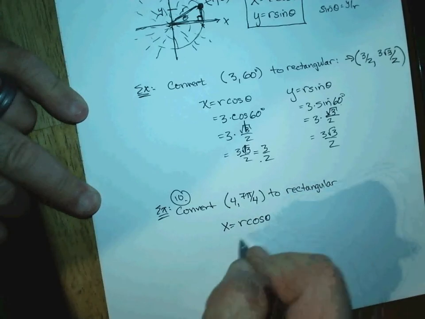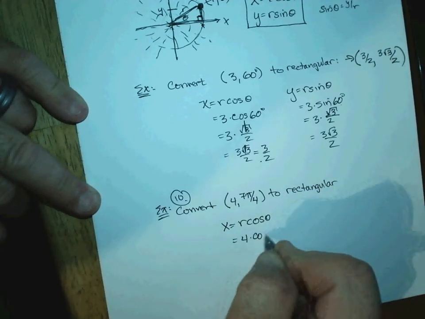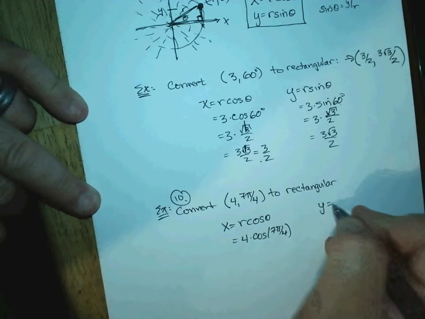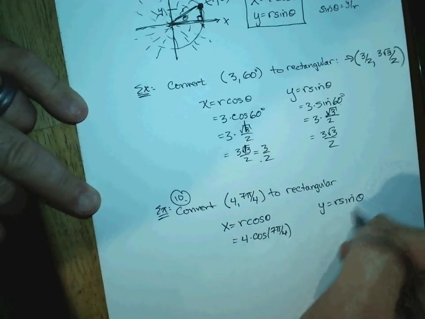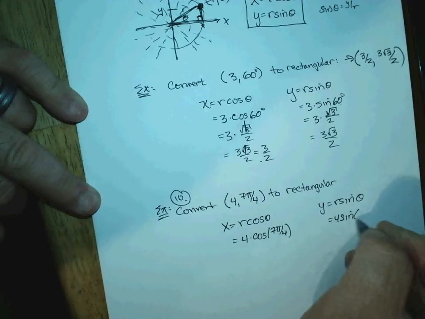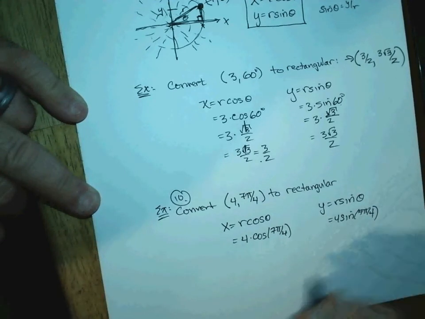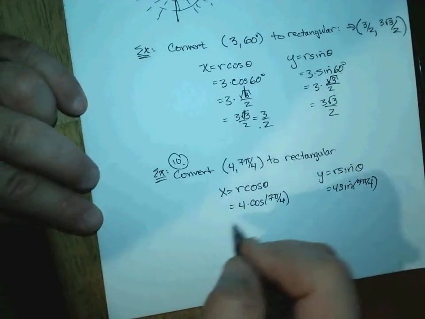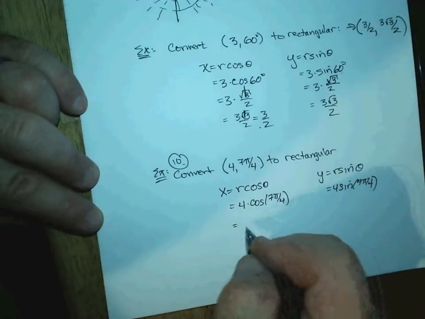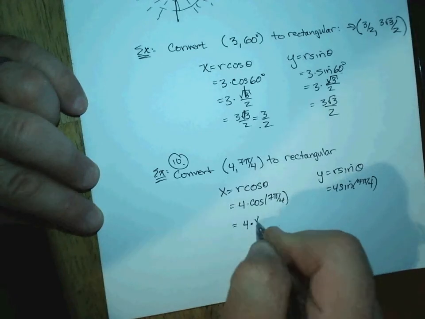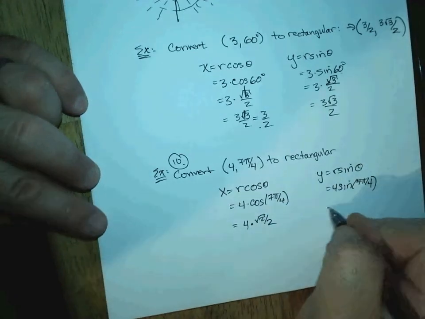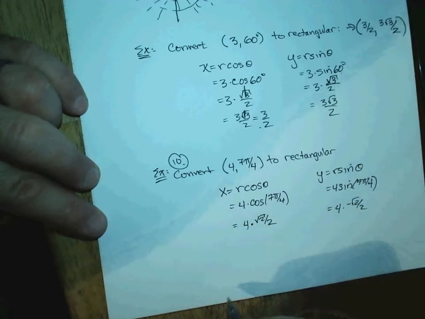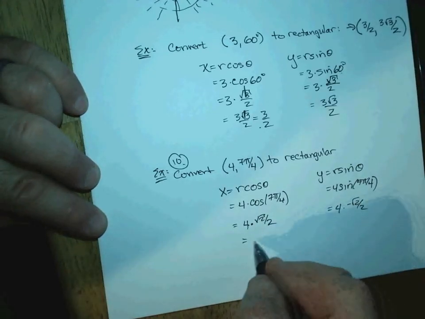So x is r cos theta. That's 4 times the cosine of 7 pi over 4. When you're doing the y, r sine theta, that's going to be 4 times the sine of 7 pi over 4. Okay? Now, the cosine of 7 pi over 4 is going to be root 2 over 2. And the sine of 7 pi over 4 is going to be negative root 2 over 2.